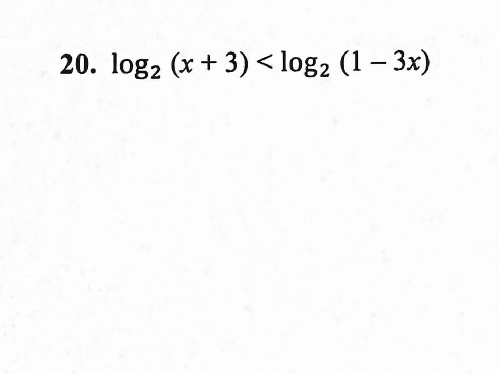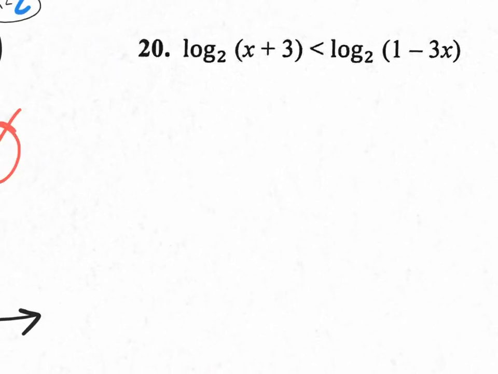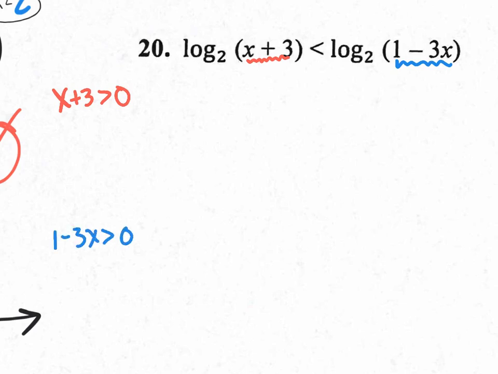But here is the explanation for number 20. Let's begin by looking at the inside of those logarithms and saying, hey, this guy right here, it has to be greater than 0, or else it won't work. This guy over here, it has to be greater than 0 as well. 1 minus 3x has to be greater than 0.